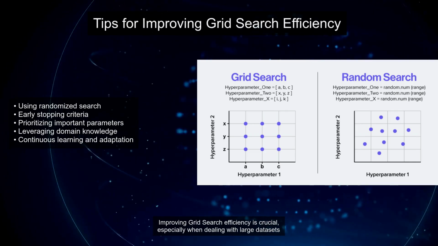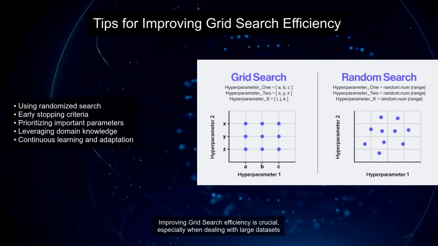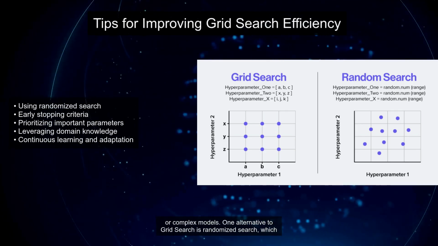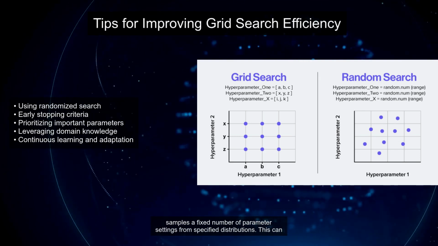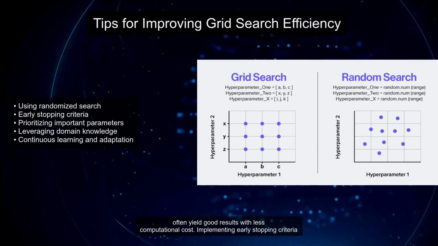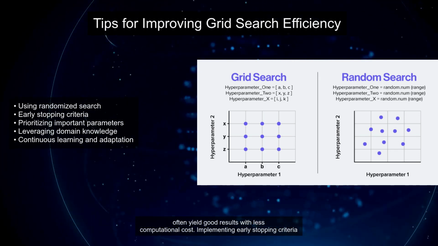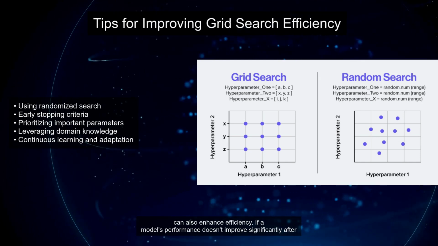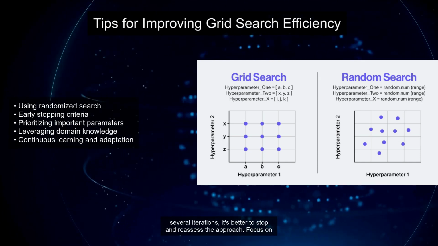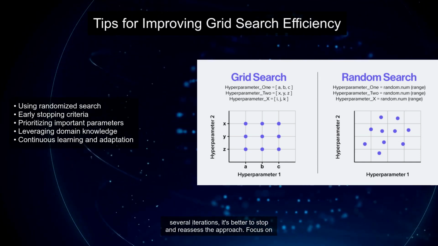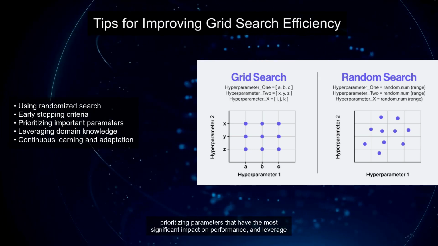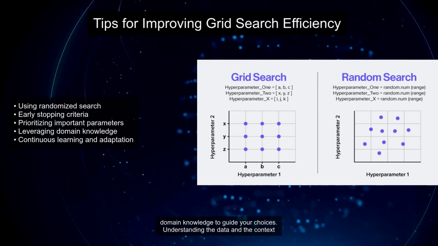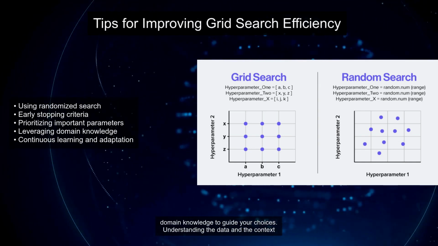Improving grid search efficiency is crucial, especially when dealing with large datasets or complex models. One alternative to grid search is randomized search, which samples a fixed number of parameter settings from specified distributions. This can often yield good results with less computational cost. Implementing early stopping criteria can also enhance efficiency. If a model's performance doesn't improve significantly after several iterations, it's better to stop and reassess the approach. Focus on prioritizing parameters that have the most significant impact on performance, and leverage domain knowledge to guide your choices.